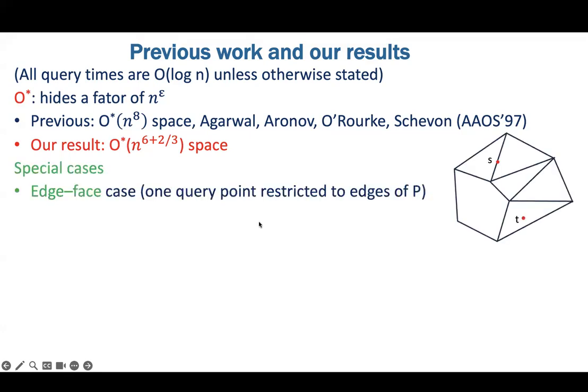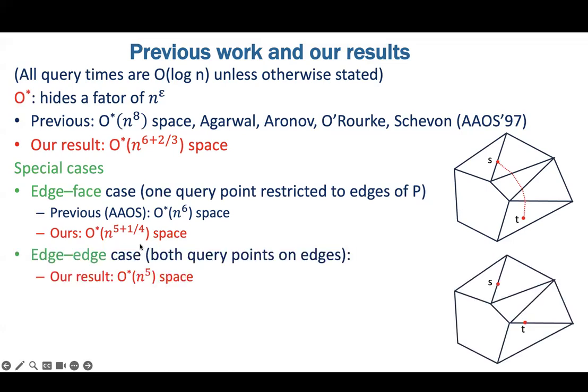And we also consider some special cases. The first one is the edge-face case, where only one query point is restricted to the edges of P, like S is here. For this case, the previous work used n to the sixth space, and we improve that to this, so less than linear. Another case is when both query points are on the edges. We give n to the 5 space and log n query time. This particular case was not considered in the previous work.